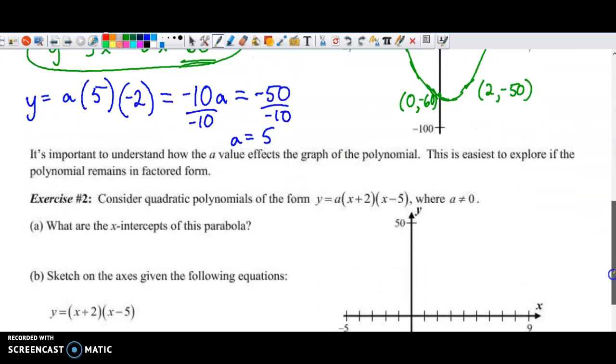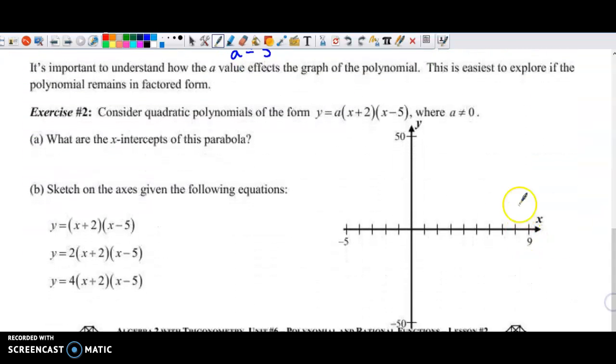There we go. So in the next exercise, again, we've learned, it may seem like a long time ago, that the x-intercepts are always the opposite of your factors. So x equals negative 2, and x equals positive 5. Negative 2, 1, 2, 3, 4, 5.